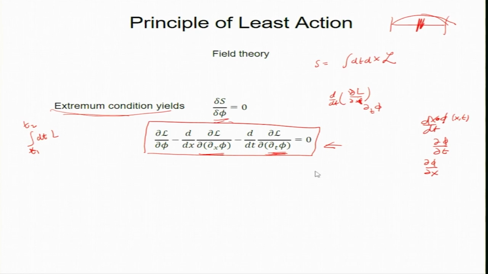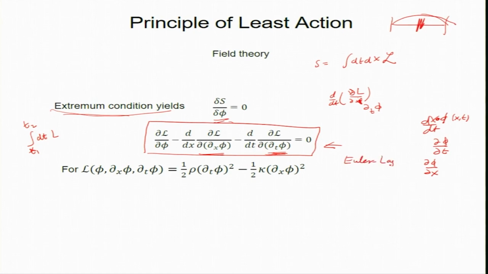So, this is the Euler-Lagrange equation for fields. We need it, so I think you need to memorize it. You can see the form: instead of partial L partial x, it is partial L partial phi. Then we have d by dx of partial L partial of phi x. These are derivatives with relative to x, and then we have partial L partial of the phi derivative in time, and then d by dt.